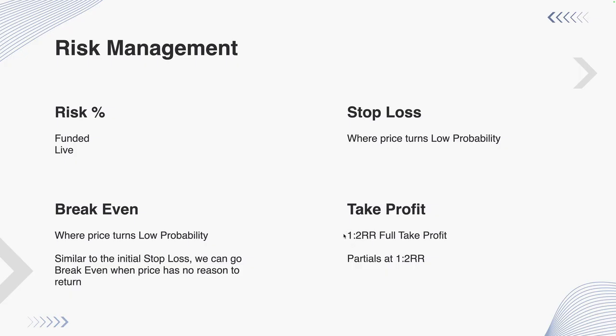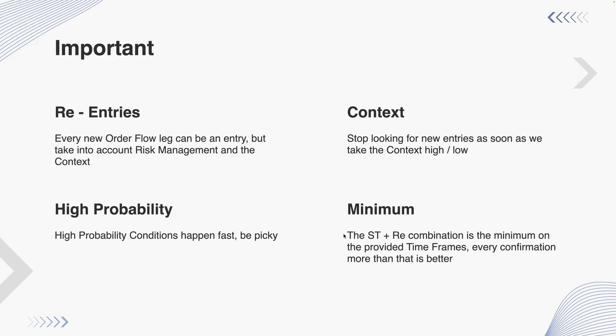Then if we move on towards the important part right here, there's a few important notes that I do want to go over right there. Re-entries. Every new order flow leg can be an entry, but take into account risk management and the context. Again, like we mentioned a little bit earlier, every new order flow leg higher can be a new entry, as long as you understand the context as well, as in there's no actual fair value gap below that context or below that order flow leg. For example, if we want to look to continue higher. So the fair value gaps are in context. You are break even as well.